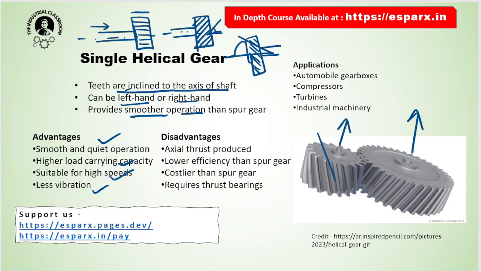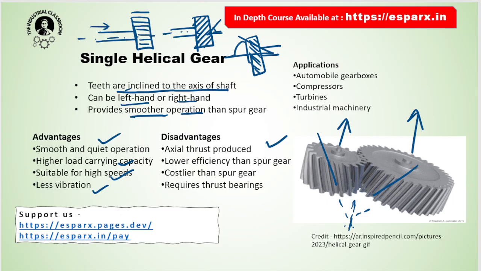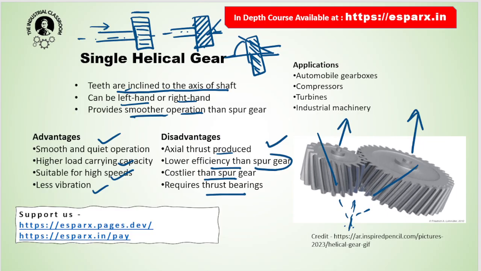Whenever these are at an angle, remember, they are merging at a point, so the actual thrust will be applicable at a single point, so there will be axial thrust. Its efficiency is less than the spur gear. It is costly and it requires thrust bearings. Why are thrust bearings required? To accommodate this axial thrust.